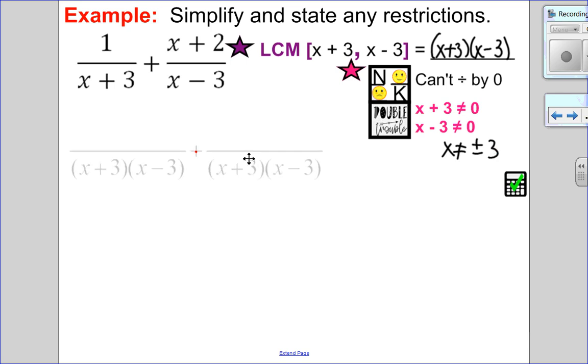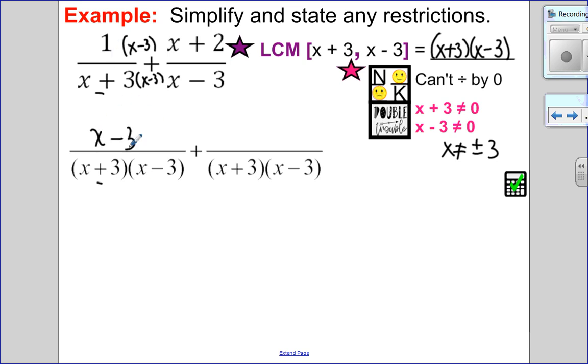Now let's change it into a common denominator. We're going to use our lowest common multiple as the denominator. Looking at my first fraction, I have an x plus 3, so I'm going to multiply top and bottom by x minus 3. Again, when I do that, I'm not changing the value of the question because I'm doing it to both. Now the denominator matches, and in the numerator, I have 1 times x minus 3. In the next one, I have the x minus 3, so I have to multiply top and bottom by x plus 3. Now, because this is a binomial, I need to apply the distributive property.